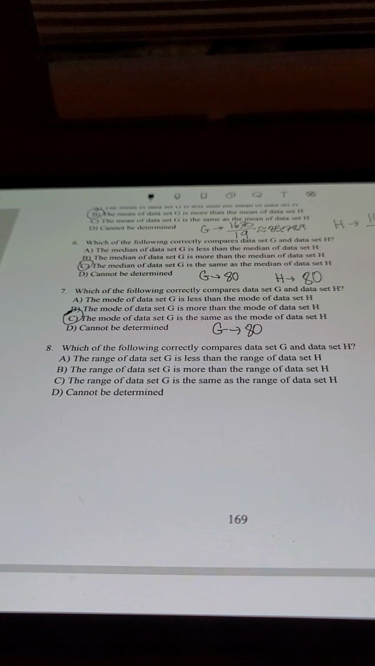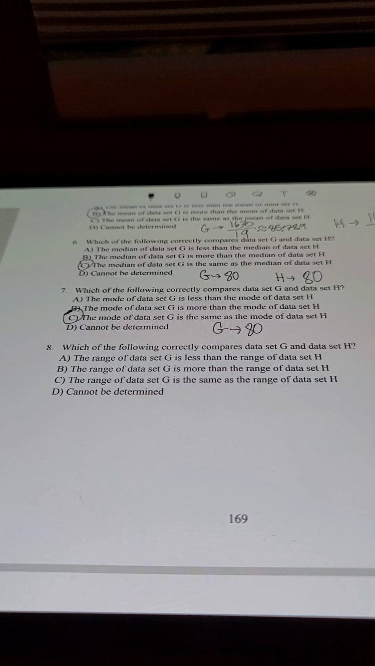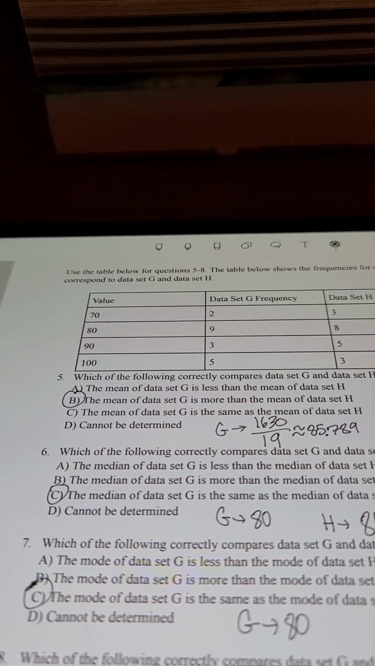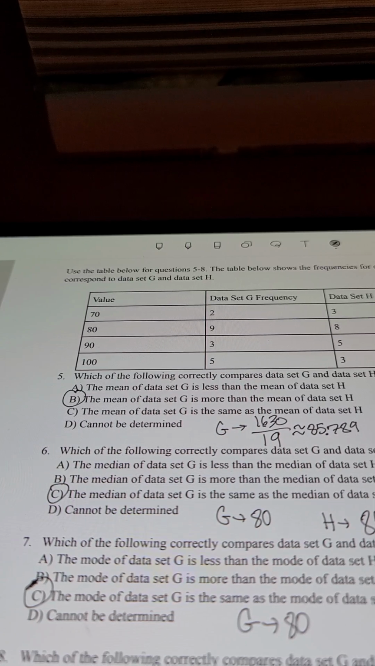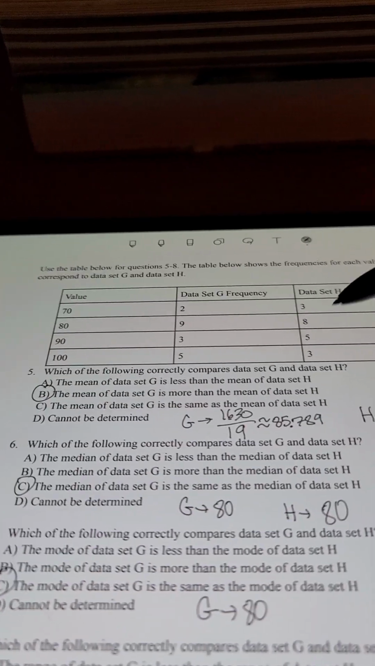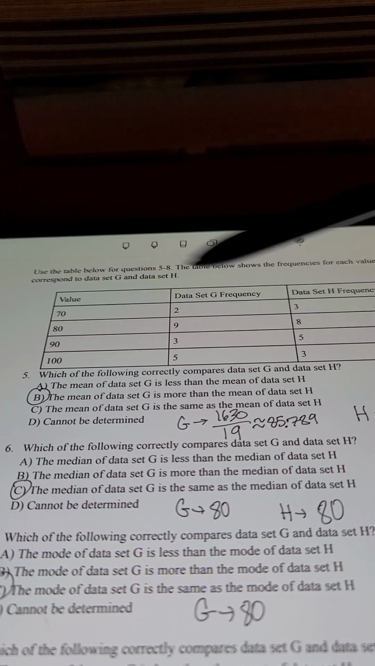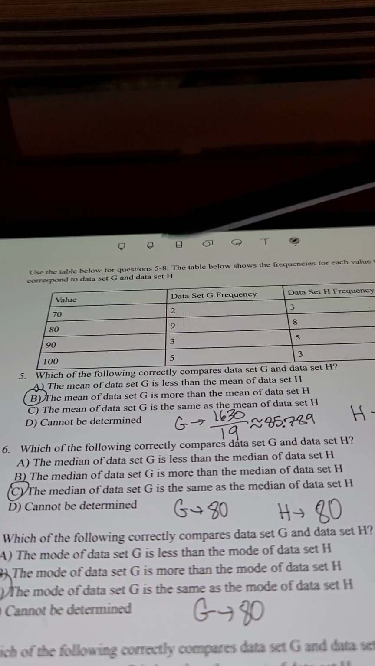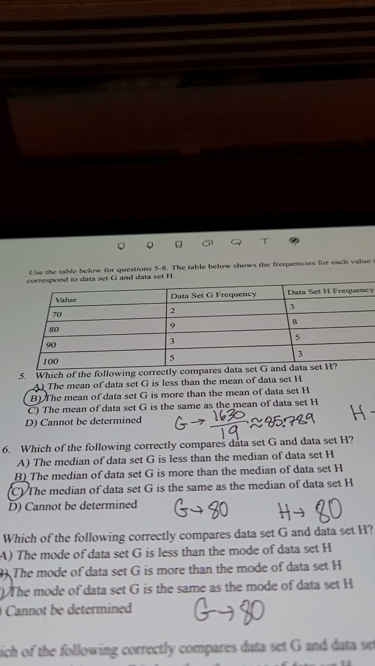Okay, pause to read number 8 if you haven't already. We're trying to determine the range. So remember, range is the high minus the low, meaning the greatest number in your list of data minus the lowest number in your list of data. So for dataset G, the highest number is going to be 100 and the lowest number is going to be 70. And it's the same thing for dataset H. The highest number is going to be 100 and the lowest number, sorry, for our dataset H as well is going to be 70.